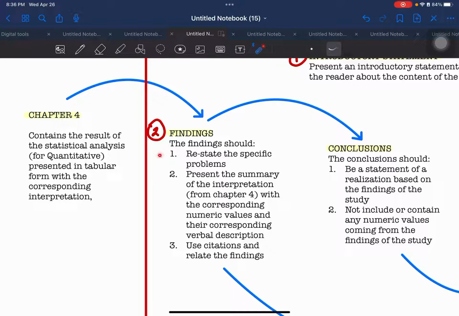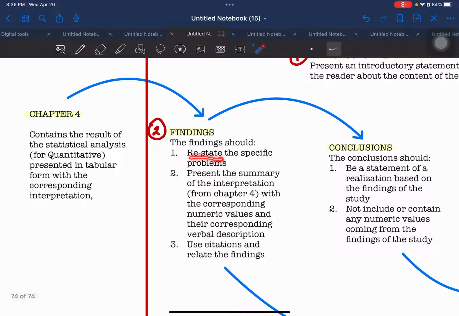Let's start with the first one. The findings should present the specific problems. So you go back to chapter 1 and you just copy-paste in toto the SOP, or specifically the specific problems that you wrote or printed in chapter 1. So the specific problems will be your guide in this part of your manuscript.